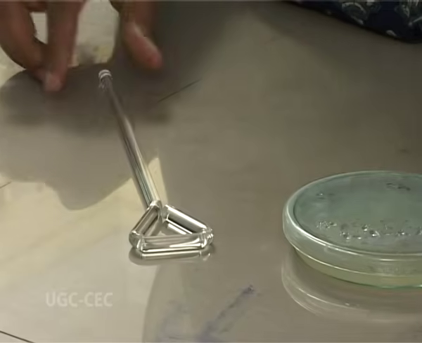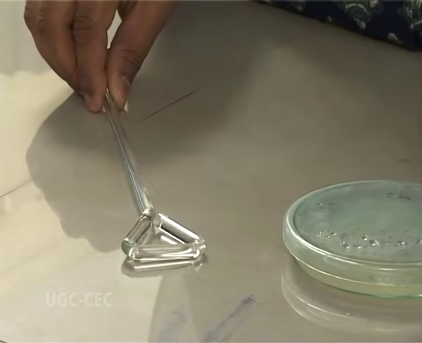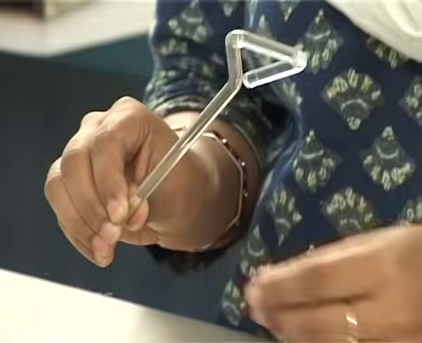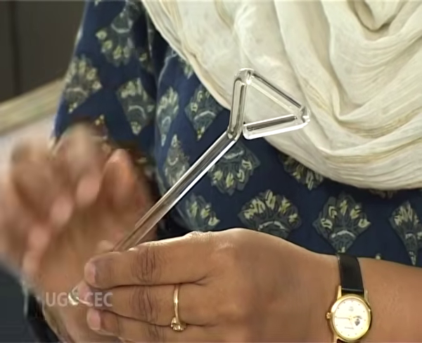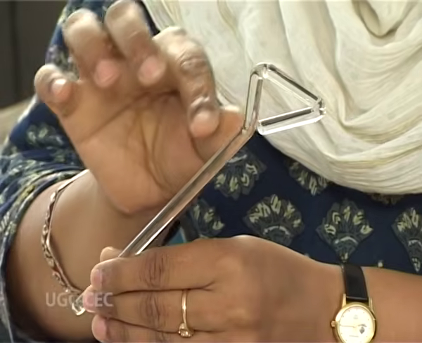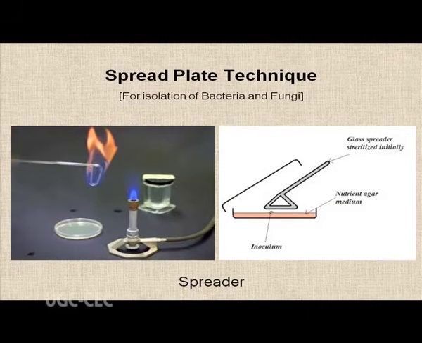The most important thing needed for the spread plate technique is the use of a spreader. This is basically made of a glass tube or glass rod. It has a triangular base and a large handle. This spreader has to be made sterile because it will be used for spreading the mixed bacterial culture.